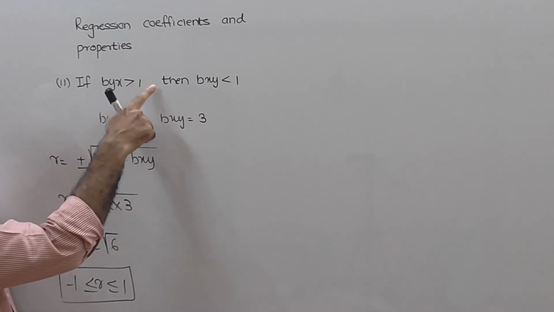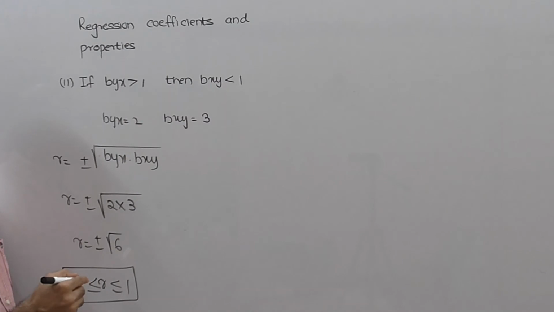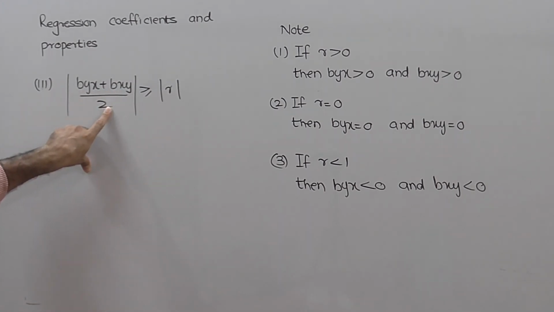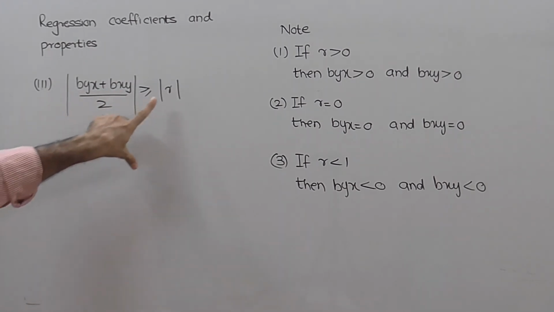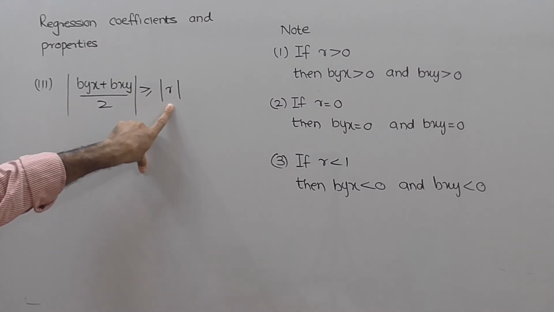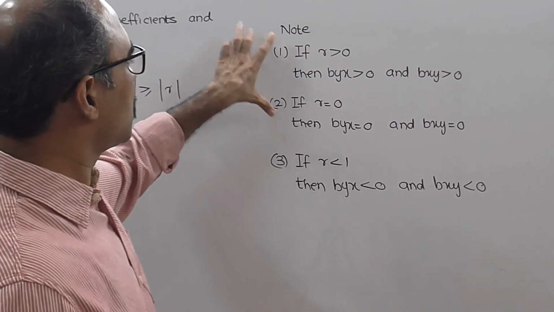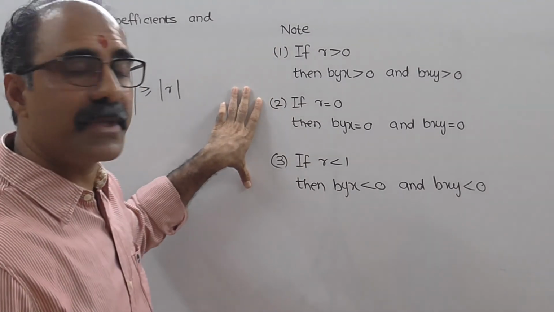Therefore, if byx is more than 1, then bxy has to be less than 1 and vice versa. The third property is that the average of byx and bxy, modulus of which is always greater than or equal to modulus of r. The next thing is, these are certain points which you have to remember for doing MCQs.